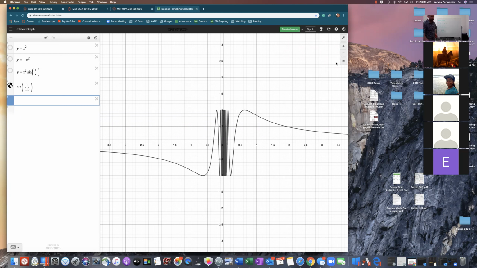Sorry, I keep losing my pen. So what I want to say is this. The limit as x approaches 0 from either side of sine of 1 over x does not exist. It's true from the right. It's also true from the left.